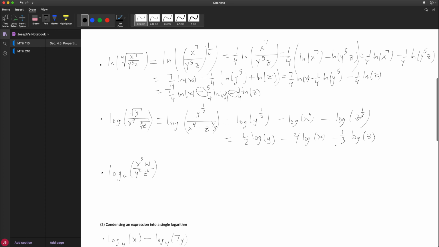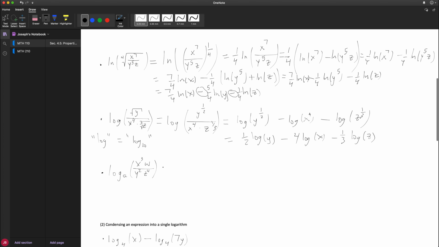And it's worth remarking here that log, if there's no number down here, this is what's known as the common logarithm or the base 10 logarithm. So I'll say log equals log base 10. That's really what that means. So just like ln means log base e, log means log base 10.